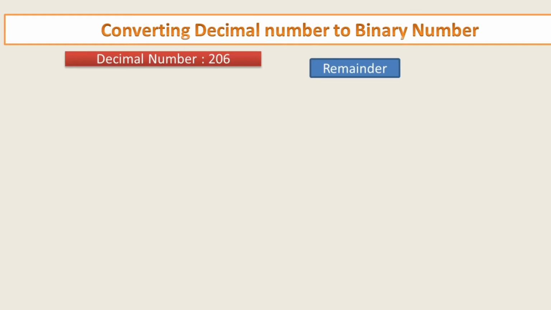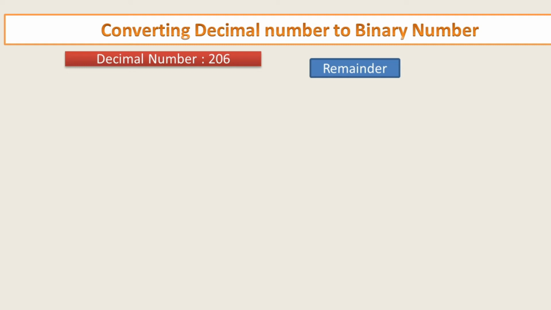The next topic that we will be discussing is how to convert a decimal number to a binary number. In order to convert a decimal number to a binary number, we have to use the repeated division method. In this method, the number is successively divided by 2 and the remainder is recorded. So I will show you an example.